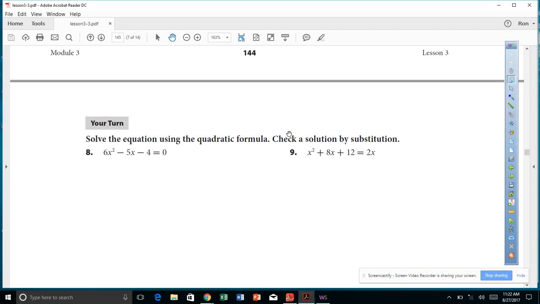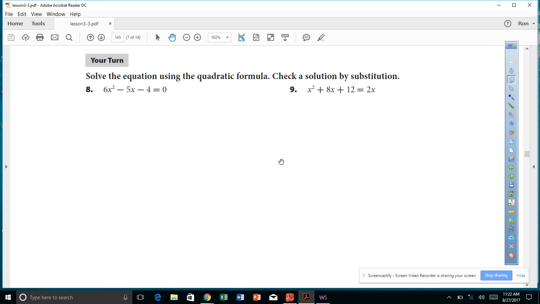All right, your turn. Solve the equation using the quadratic formula.